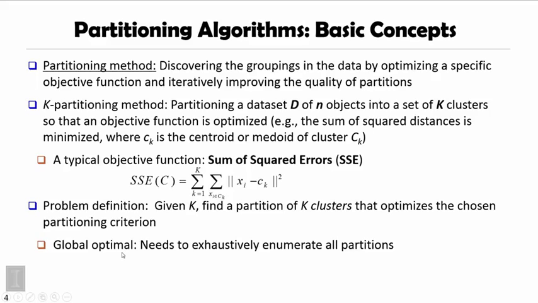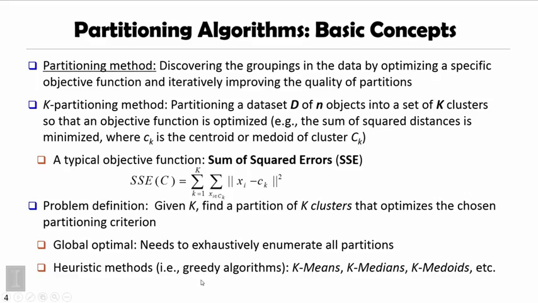However, to find a global optimum, we actually need to exhaustively enumerate all partitionings, because the potential number of partitionings is exponential. So more realistically, we should use heuristic methods, that means greedy algorithms. For example, the typically used k-means, k-medians, k-medoids, and all the other methods are greedy or heuristic methods to find such a nice partition.